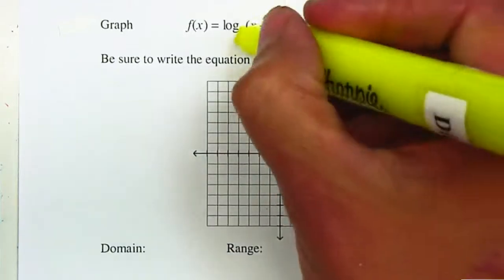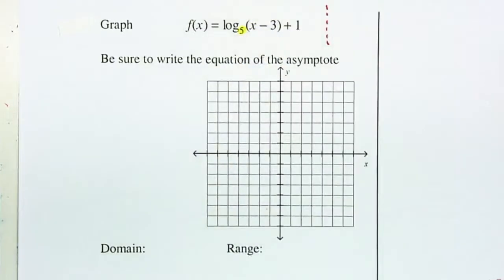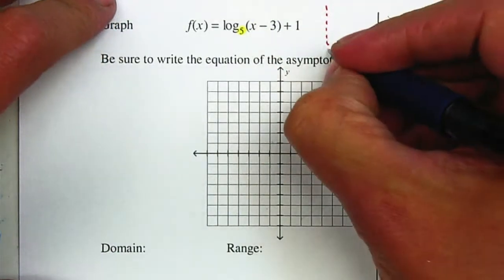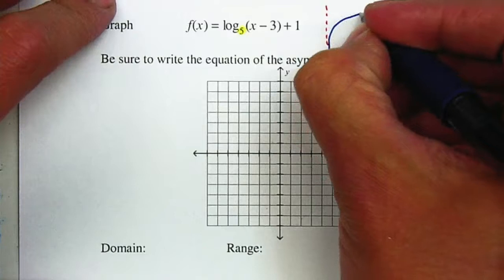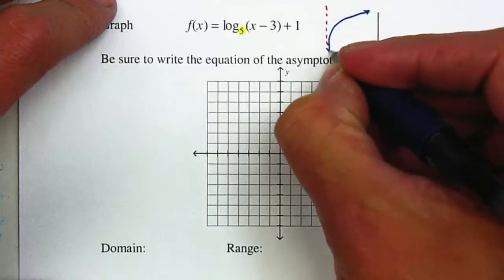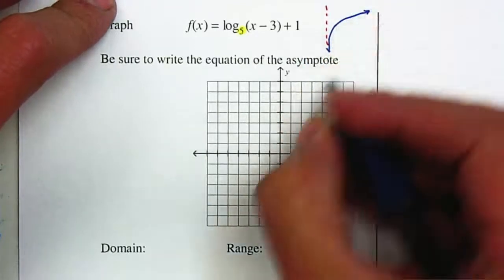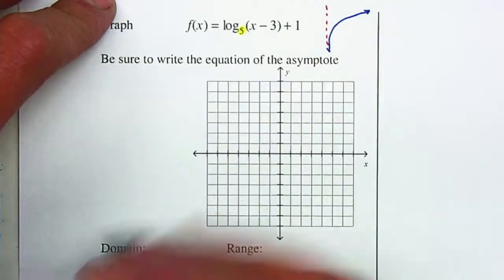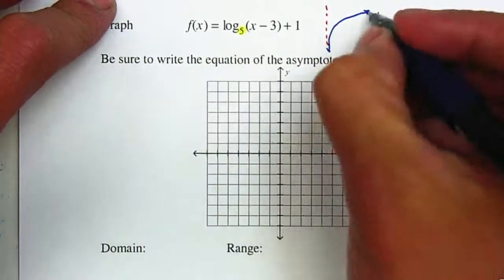In this case, the base is 5, which is bigger than 1. If it's bigger than 1, its inverse is exponential growth, and the log will also be growing. So if it's bigger than 1, it goes up. If it's less than 1, it comes down. In this case, 5 is bigger than 1, so it's going up.